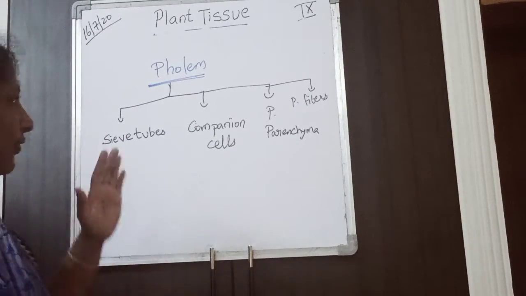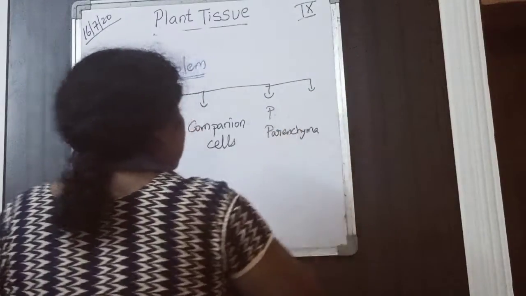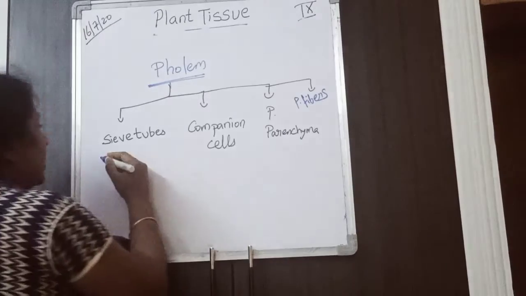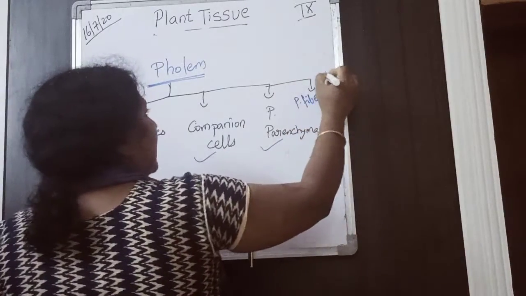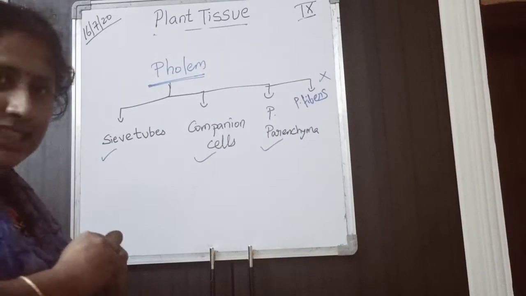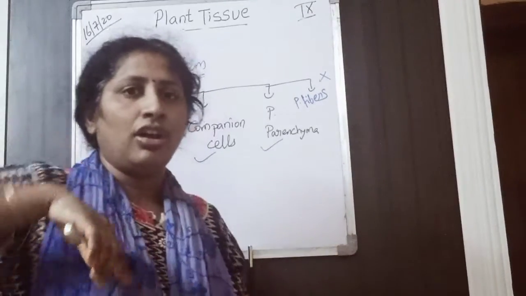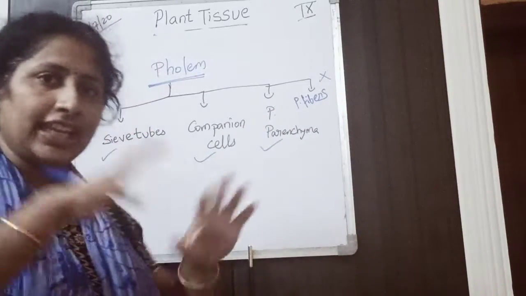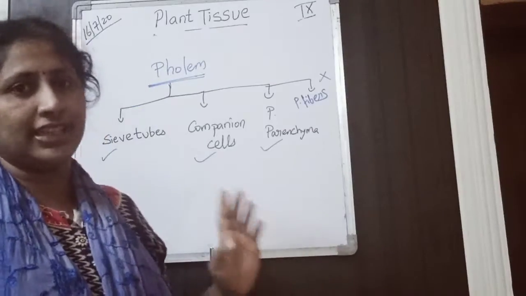So phloem is made up of 4 types. Here if you see, except phloem fibers, all these 3 are living cells, and this is a dead cell. Phloem fibers are the dead cells, and these 3 are living cells. If you see the xylem, 3 are dead cells except xylem parenchyma, which is living. Here it is opposite: 3 are living, 1 is dead. What is that? Phloem fibers are dead cells.